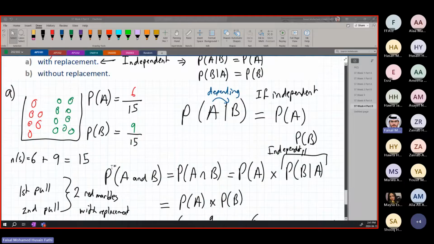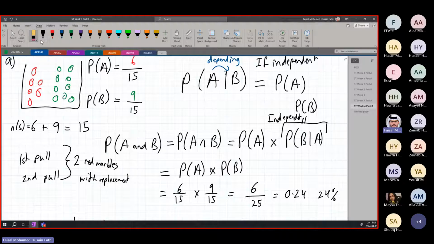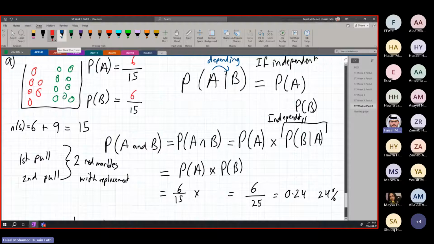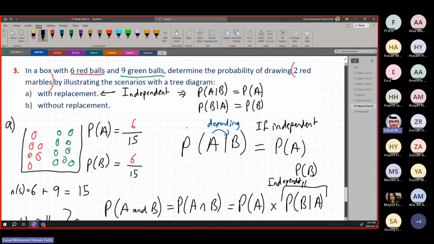So again, the question is asking for 2 red marbles, okay? Here, event B, I did not consider it as red. I considered it as green. So what I solved for was 1 green and 1 red marble. So what we need to do is P of B is also going to be 6/15. Why? Again, it's asking for 2 red marbles.